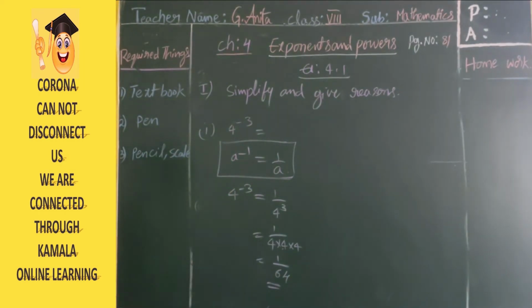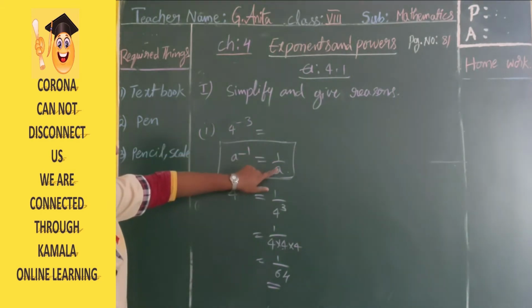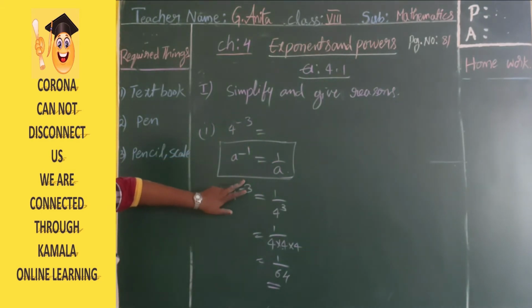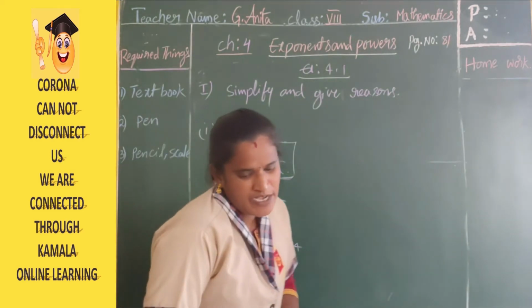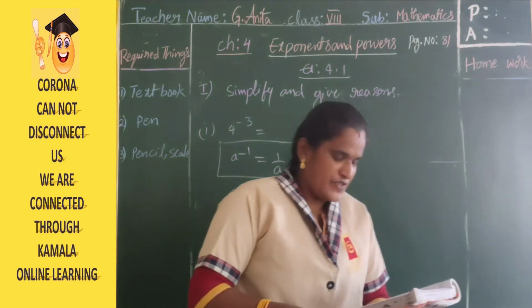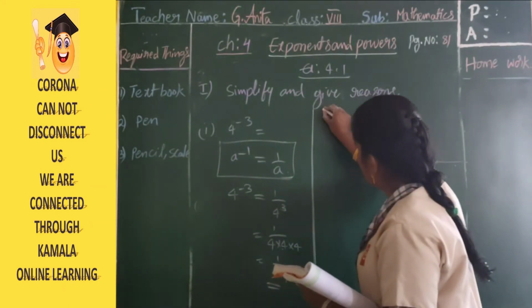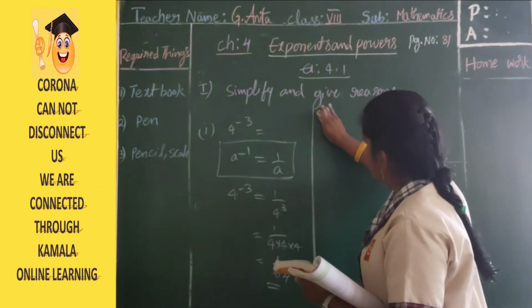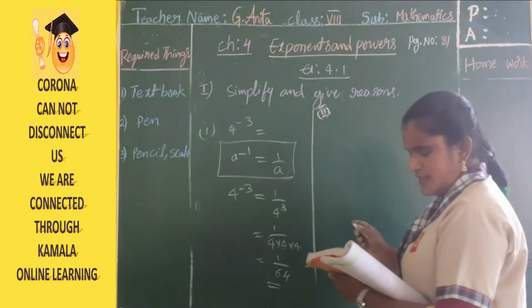So got it, students? Just observe which formula we are applying. Here we are applying the a power minus 1 formula. A power minus 1 is equal to 1 by a. So 4 power minus 3 is equal to 1 by 4 cube. Okay students? Like that you have to complete all the problems in the first bit. Next, I am going to start the second bit. So second bit, simplify the following.